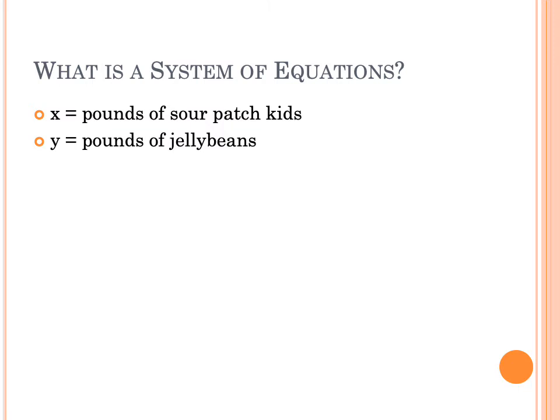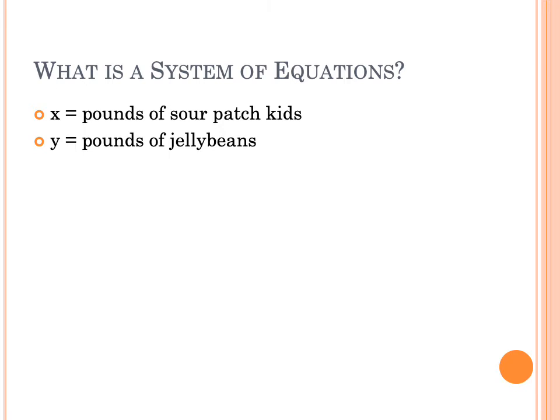Well, that right there is what we're going to use for our variables. What are the pounds of Sour Patch Kids and the pounds of jelly beans? And I'm using X and Y here. You could use S for Sour Patch Kids and J for jelly beans if you want. That's fine. I'm just going to keep it with X and Y, which is what we've seen.